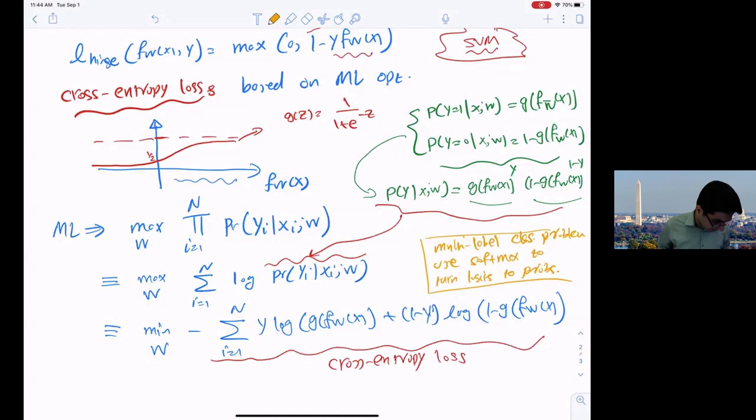Okay, so that's all for the loss functions. I see there's a question. Let me take that. So the question: isn't the likelihood function the probability of data given X?